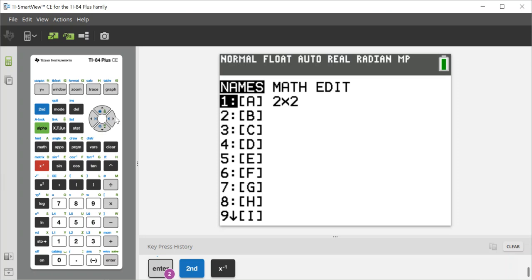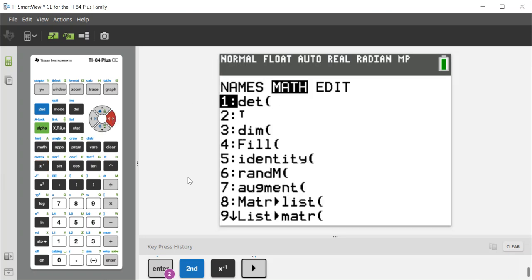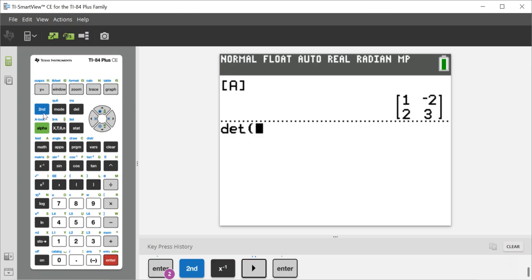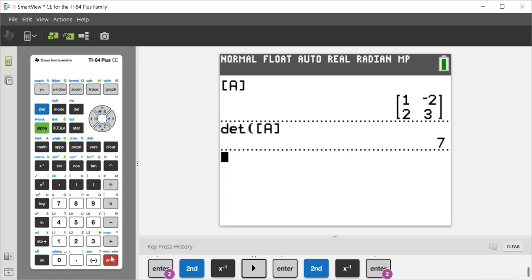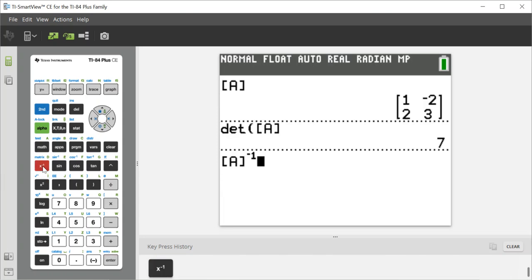go to matrix and go to the right once, and you see DET. The determinant of this given matrix is 7. And if you want to find the inverse matrix of this one, then you gotta do second matrix and this one, and you can do -1.